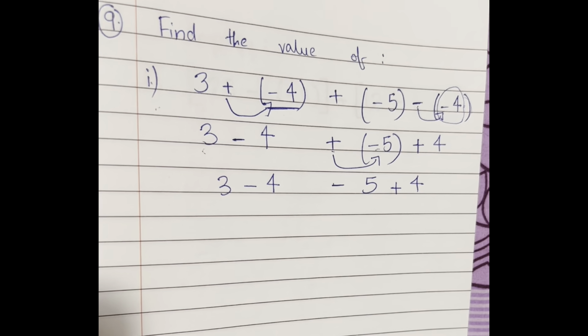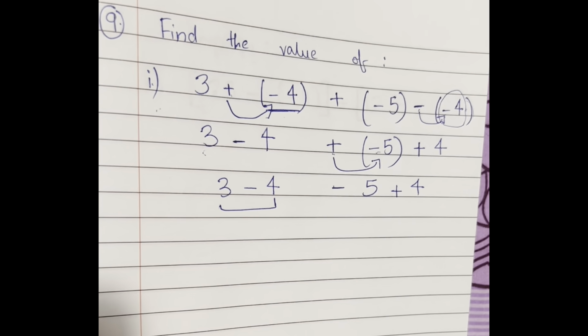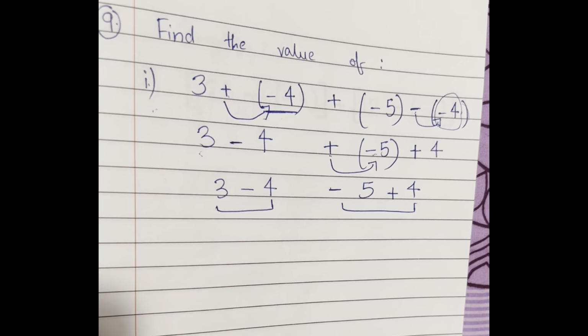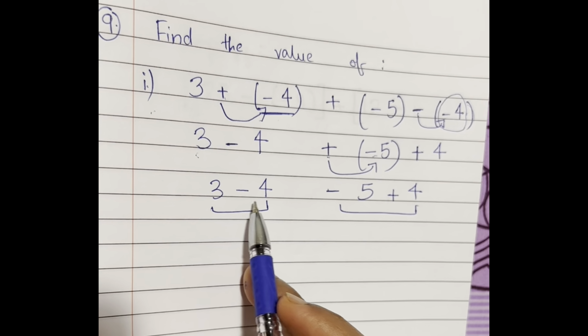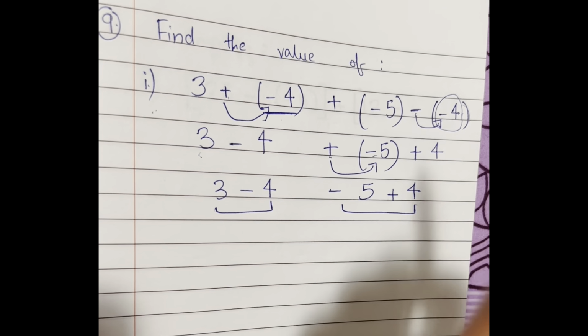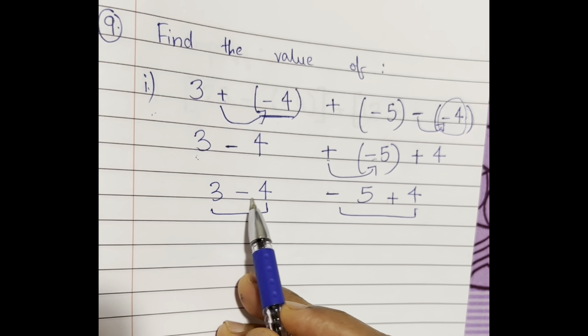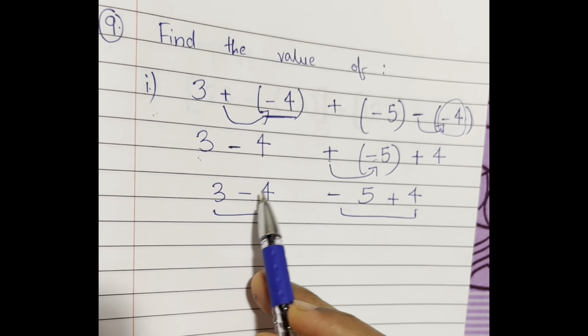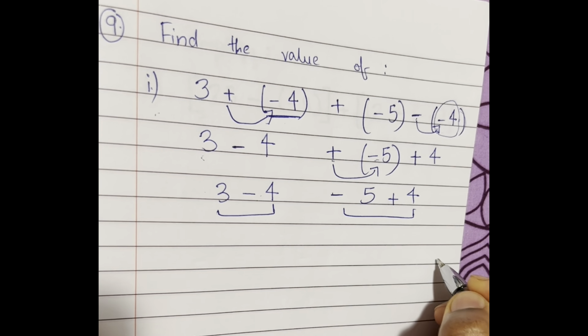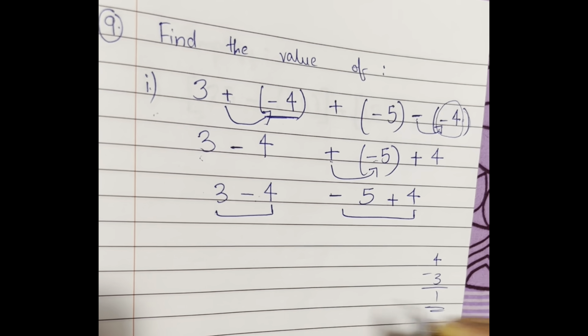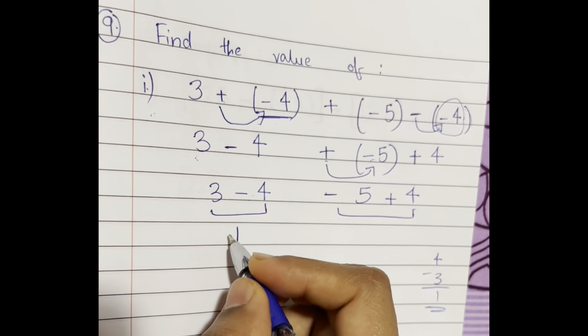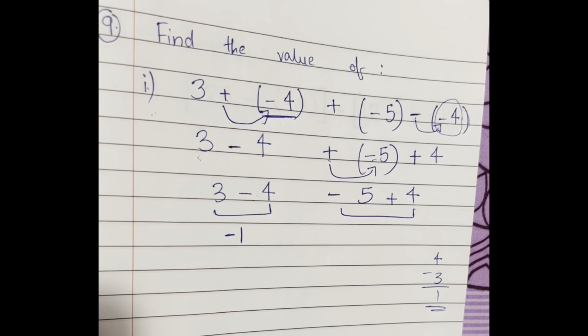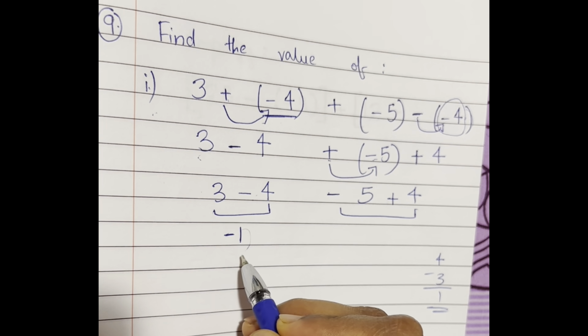3 minus 4 is what? Take these two terms and then these two terms, because in maths two terms only we are doing. 3 minus 4, one is positive, one is negative, so you will subtract 4 minus 3. The answer is 1, and the bigger number is 4, its sign is minus, so minus 1. So these two terms you solved and wrote minus 1.